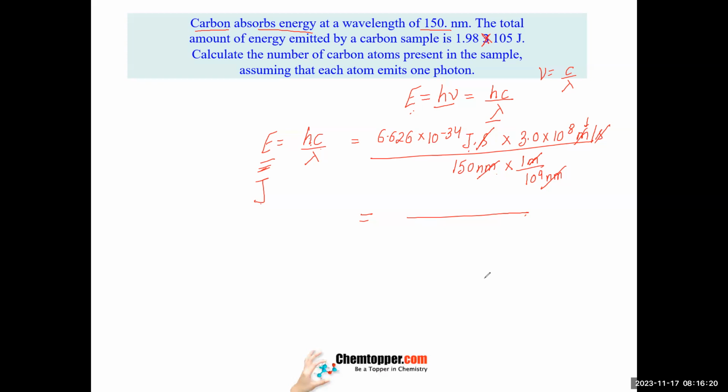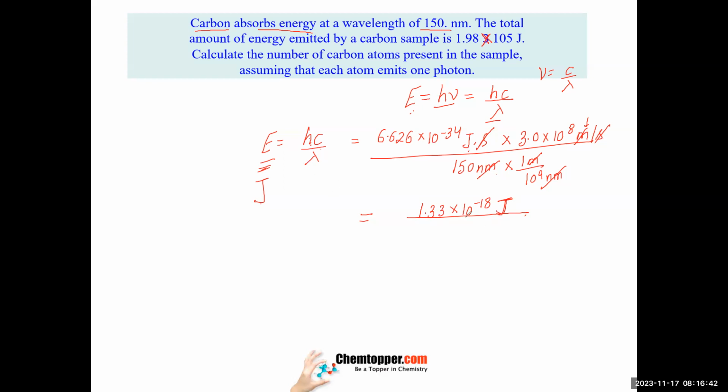Yes, I'm also getting the same. So the answer is 1.33 times 10 raised to power minus 18. Units are joules. Yeah, right. Good, Afan. So this is the answer.